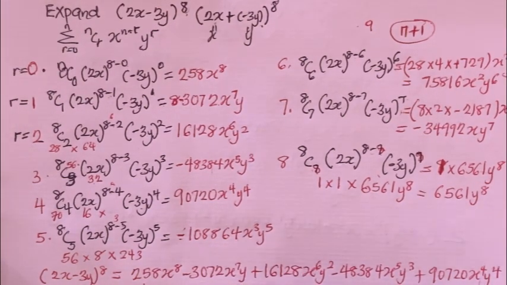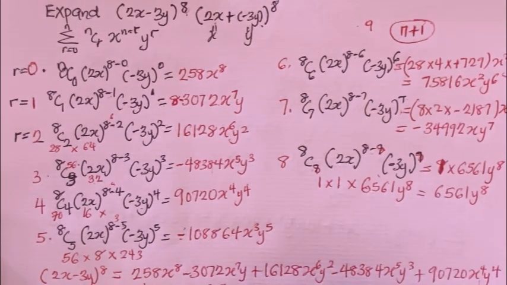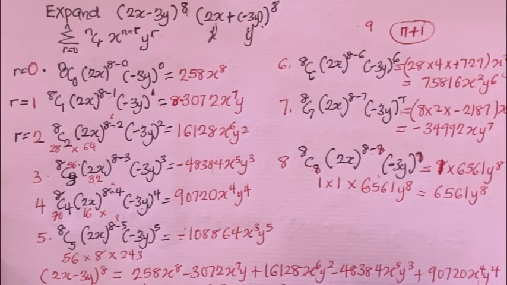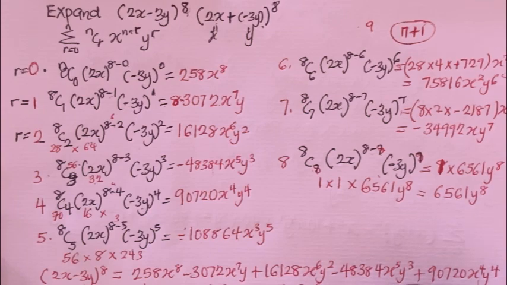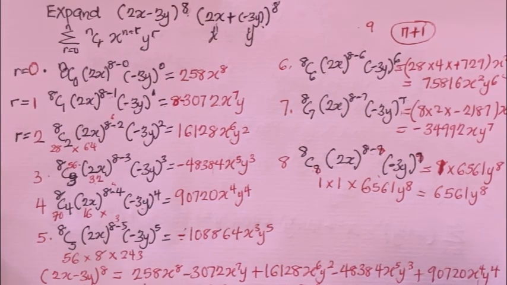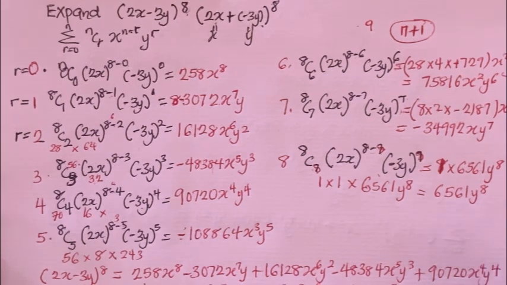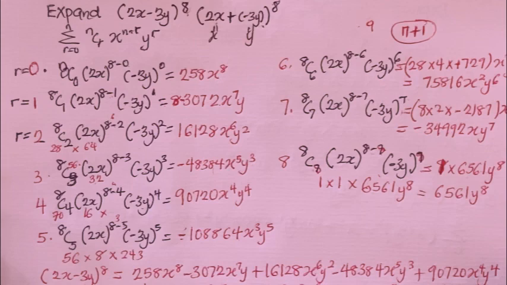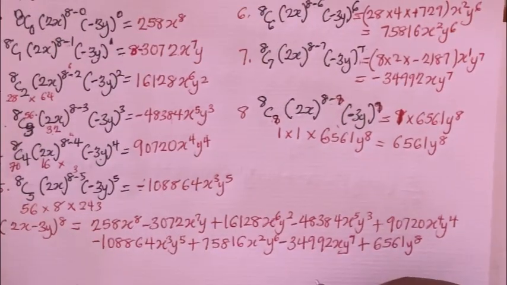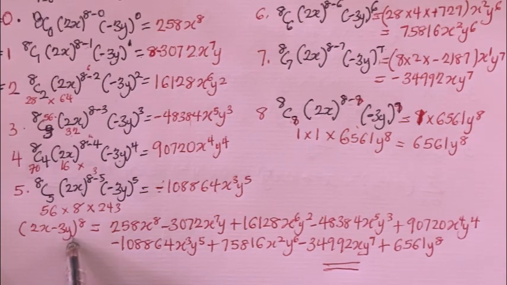108864 x raised to the power of 3, then y raised to the power of what? Of 5, then followed by plus 75816 x raised to the power of 2, then y raised to the power of what? Of 6, then followed by minus 34992 x raised to the power of 1, then y raised to the power of what? Of 7, then the final one, which is plus 6561 y raised to the power of what? Of 8. So that's just the what? The expansion. That's the expansion of this expression.